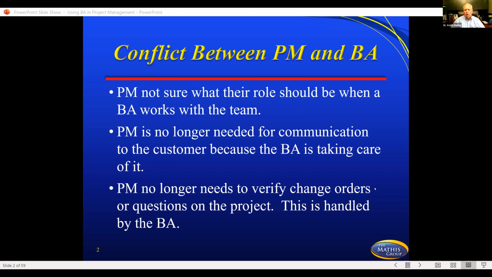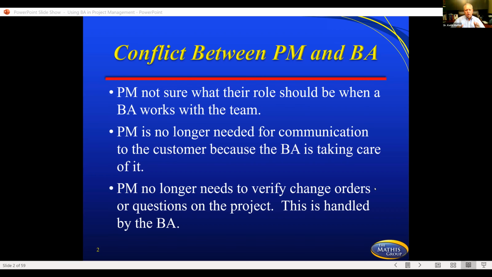The PM is no longer needed for communication, and that's the thought a lot of times. However, the PM does give communication to everyone else, including the BA. But the PM might be limited on how much communication they give to the customer, because the customer is talking more to the BA, and so that becomes a little bit of an issue. The PM no longer needs to verify change orders or questions on the project, and this is handled by the BA. So this is a little bit of a shift where the project manager is used to talking to the customer about the change orders and being able to hear directly from them.